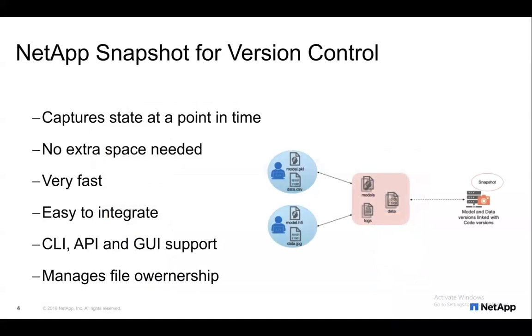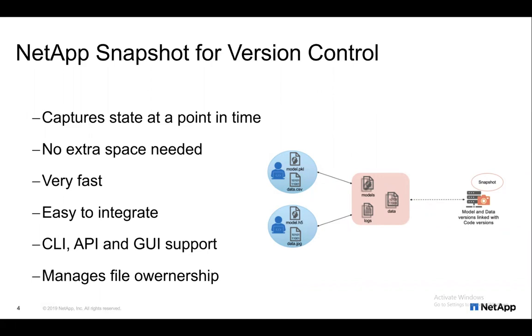NetApp Snapshots capture the state of the data at a particular time, like we capture the state of code using some code versioning mechanism, as we just saw earlier using GitHub. Snapshots don't use any extra memory. It is just storing the information about the existing state of data. Unlike copying data, it's very fast. It usually takes less than a second to capture a snapshot of petabyte scale data.